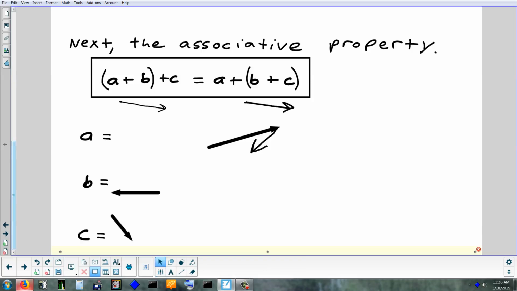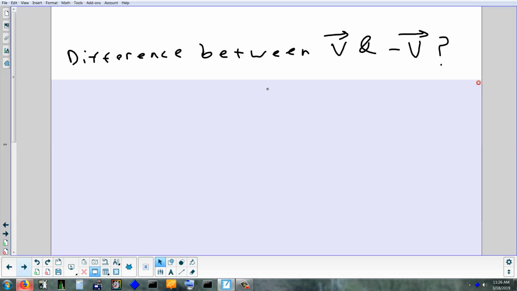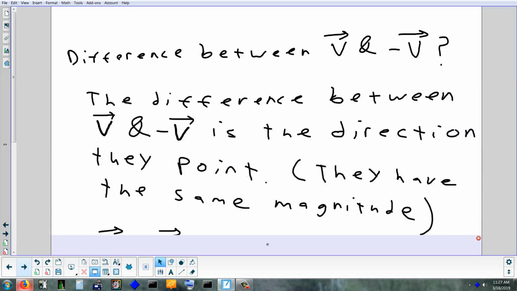So questions on those two properties? All right. What would be the difference between those two vectors? So you have vector v, and then a negative in front of vector v. What do you think the difference would be? Yeah? They would point in opposite directions, but what would be the same? Yeah, the length of them. So the difference between these vectors is the direction they point. Specifically, they point exactly in the opposite direction. One's rotated 180 degrees. But they have the same magnitude.